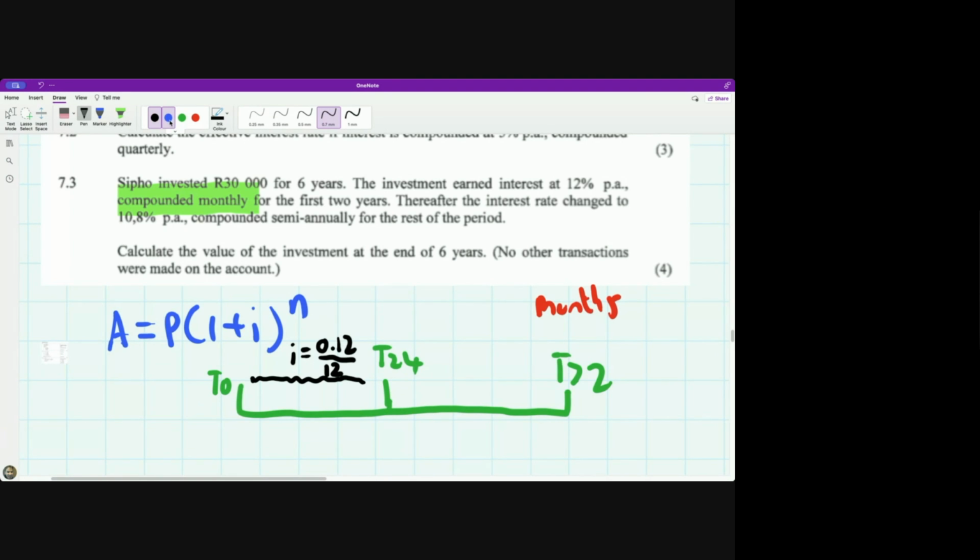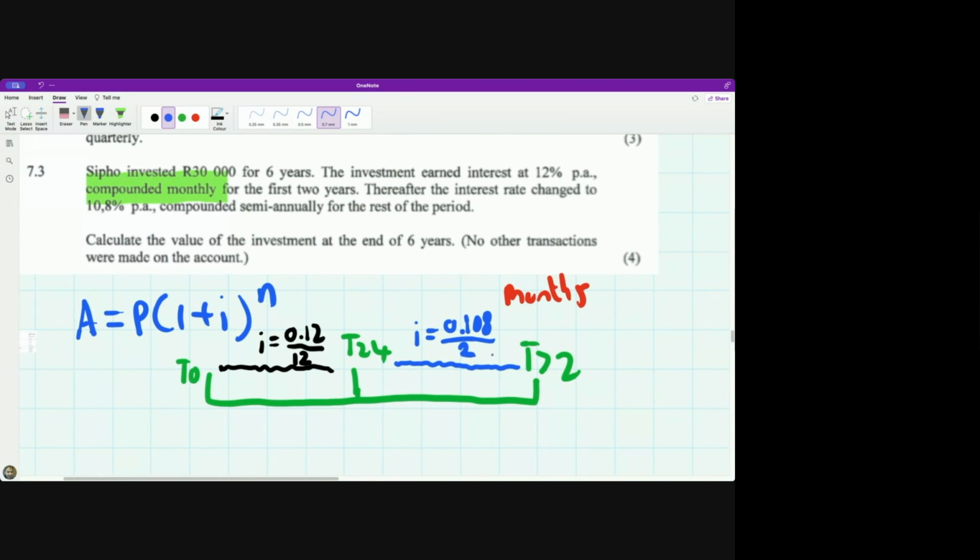Okay, now, for the second part, it doesn't stay the same. I'm going to say the interest rate is, what is it? Oh, it's 0.108. But now I can't divide it by 12 anymore. What do I need to divide it by? Well, it says semi-annually, so that means it's 2 half years. So I divide it by 2.